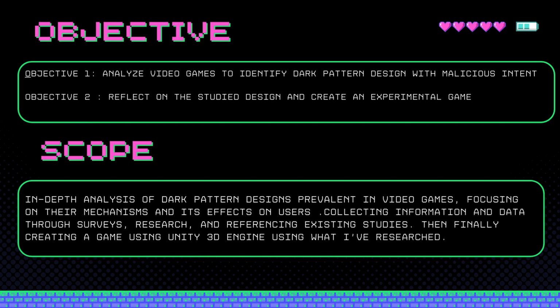So the scope and definitions: dark pattern designs prevalent in video games, focusing on the mechanism and its effect on end users, collecting information and data through surveys, research and referencing existing studies. And finally, create a game using a 3D engine, using the principles that I've researched on dark pattern design to implement into this experimental game. And that's all from me. Thank you.